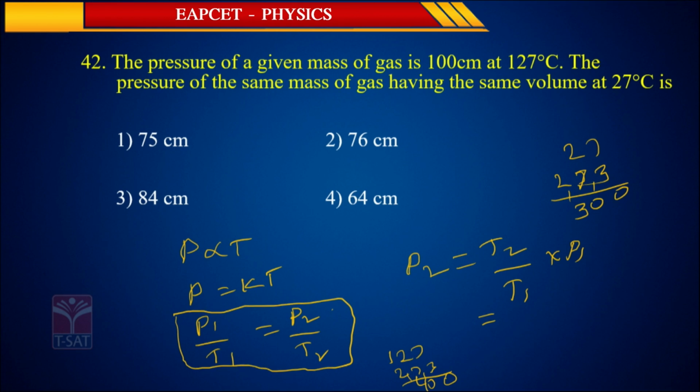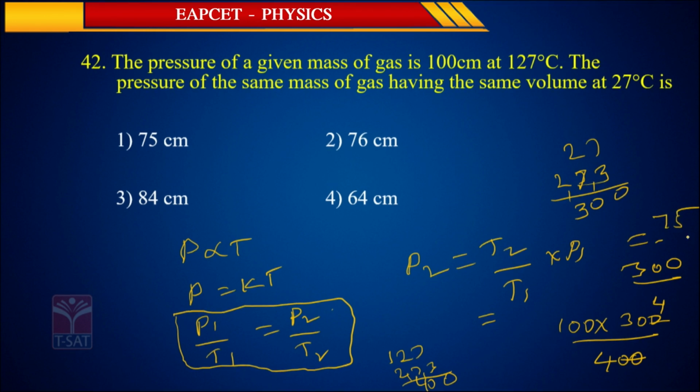Therefore, you substitute the values: 100 into 300 by 400. The zeros cancel, and 100 into 300 by 4 is 300 by 4, which equals 75. So the pressure is 75. See that answer. If two different temperature values and one pressure value are given, you find out the other pressure value.